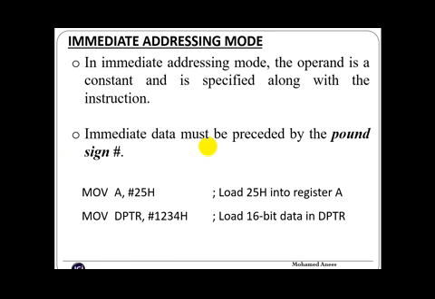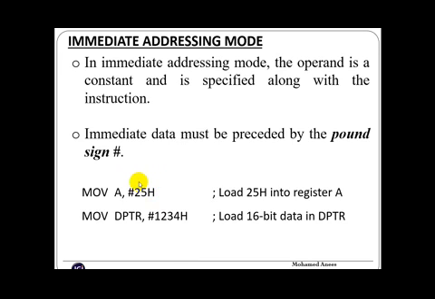The first addressing mode is the immediate addressing mode. In case of immediate addressing mode, the operand is a constant and is specified along with the instruction. In 8051 microcontroller, your immediate data should be preceded by a pound sign. This is specific to 8051 microcontroller. Examples are MOV A, #25h. Now #25h is an immediate data which has been copied to register A.